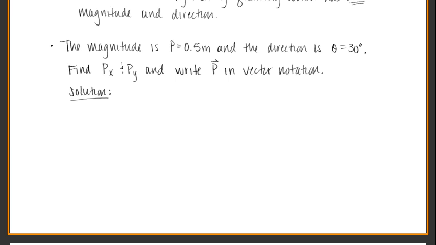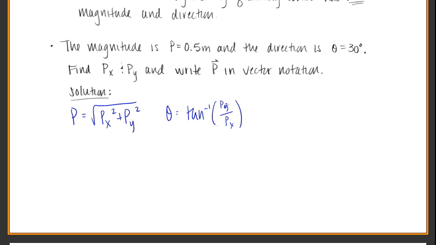Okay, so let's look at this first part right here. We know that the magnitude for the vector is 0.5 meters and the direction is 30 degrees. So we want to decompose this vector into its x component and its y component, and then we'll use it in vector notation. Okay, so going up to our formulas, we know that p is equal to the square root of px squared plus py squared, and that theta is equal to the arctangent, or the tan inverse, of the y portion over the x portion.